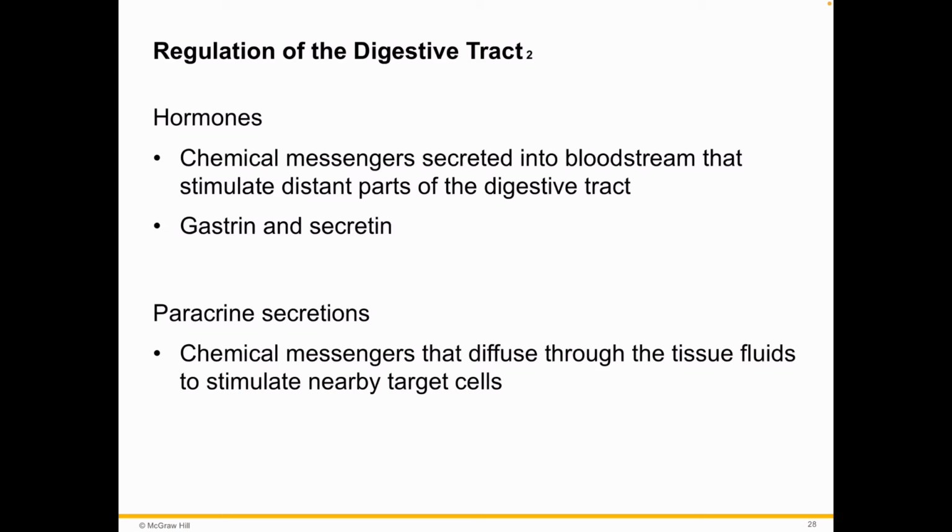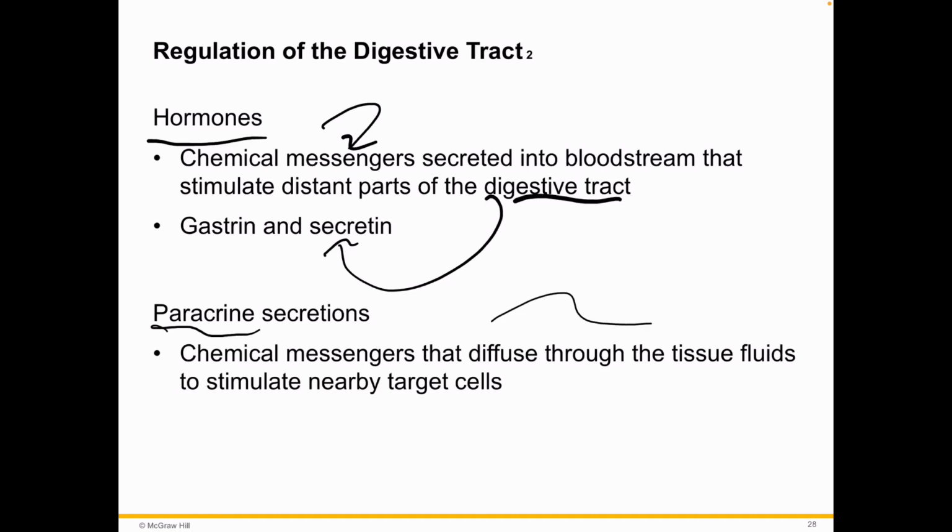Hormones as well. Hormones, as you know, are chemical messengers. They are secreted into the bloodstream, and what they're going to be doing is stimulating distant parts of the digestive tract. Some of them are like secretin, which is going to be stimulating secretion. So this is kind of some old ways to do it. And now we're talking about paracrine secretion. These are chemical messengers that are really fast acting, and they diffuse through the tissue fluids and target cells specifically. They turn on individual cells. Okay.